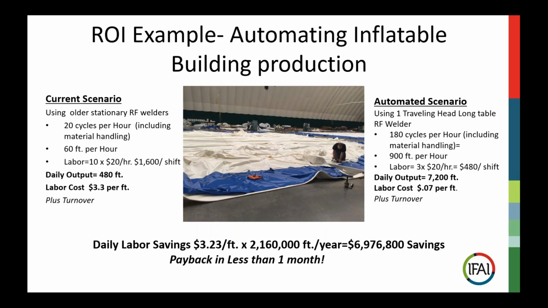Well, if we come in there with just one traveling head, long welder on a 200-foot table, you're going to achieve 180 cycles per hour. Why? Because once you've got that material on the table, you really don't have to touch it. The other reason is that the machine is welding while they're setting up for the next couple of welds. So you've got 900 feet per hour with a total of 3 people at the most. That's 7,200 feet per shift and $480.